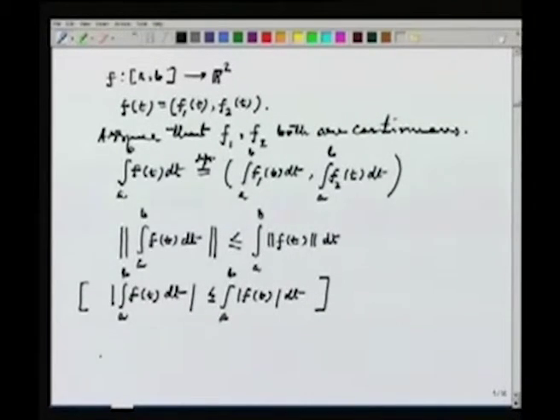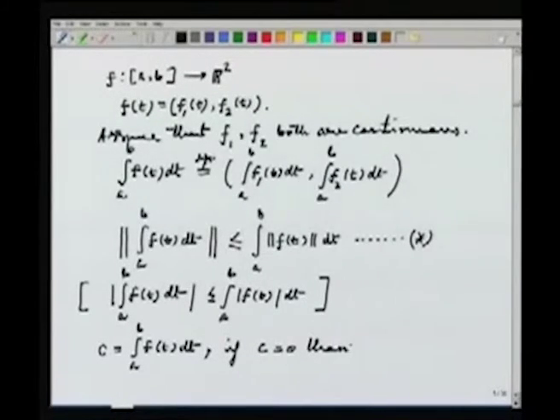Well, what I do is I define a vector c by this left hand formula, that is the integral from a to b of f(t) dt. This is a vector. Okay. Let me give a name to this inequality, call it star. If c equals 0, then star is true. Be careful about the meaning of c equals 0. It is not the number 0, it is the 0 vector, that is, it actually is the origin (0, 0).